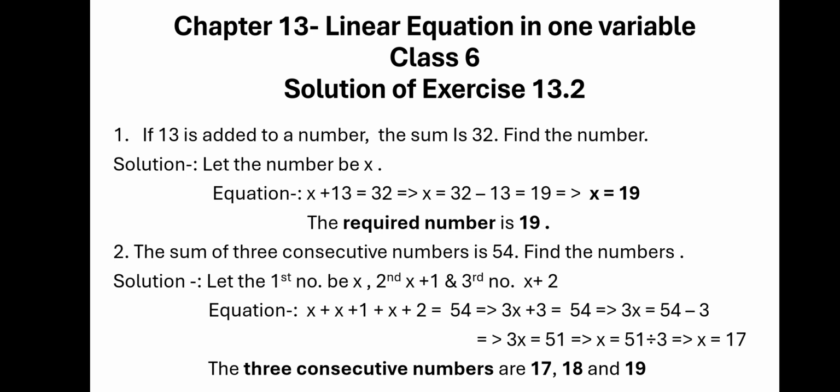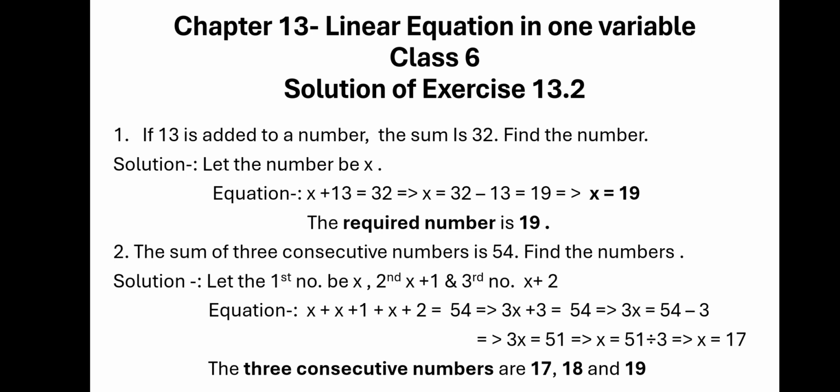So let's start the 13.2 exercise of chapter 13, linear equation in one variable. First question: if 13 is added to a number, the sum is 32. Find the number. Same way, let the number be x. We have to write the equation on the given conditions. So x plus 13 equal to 32. That gives x is equal to 32 minus 13, which is equal to 19. So the required number is 19.